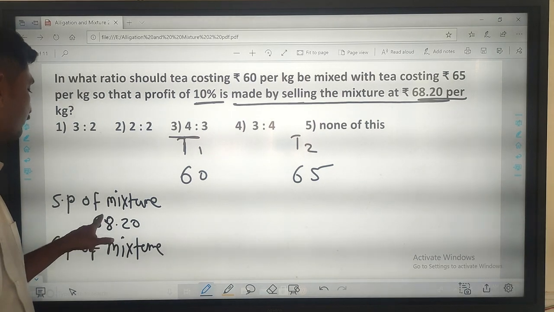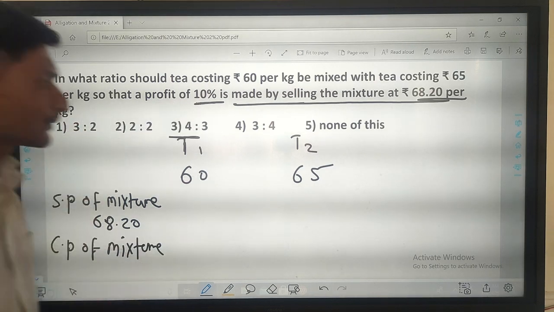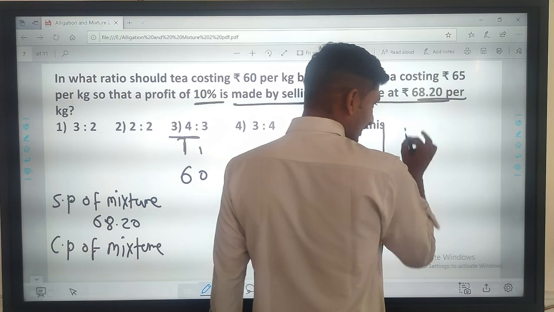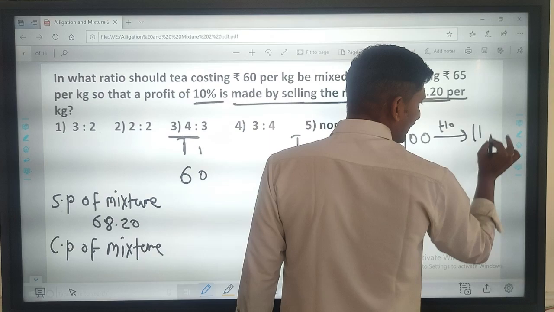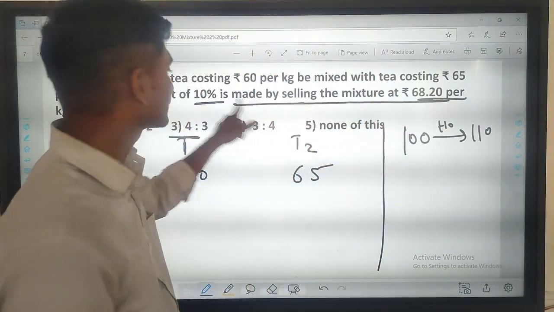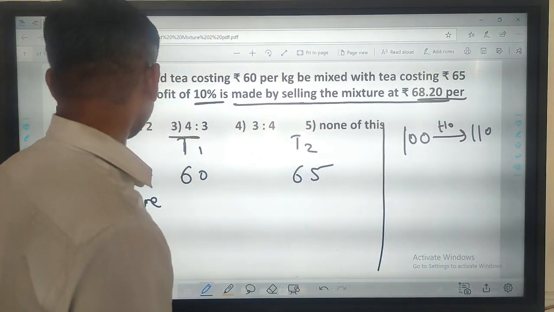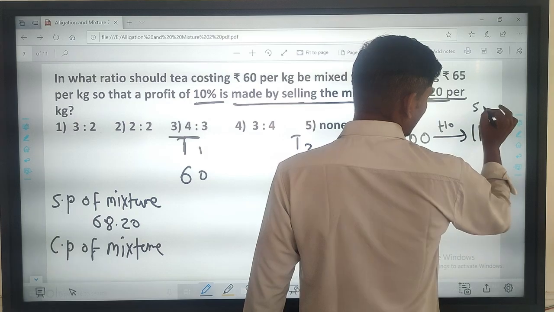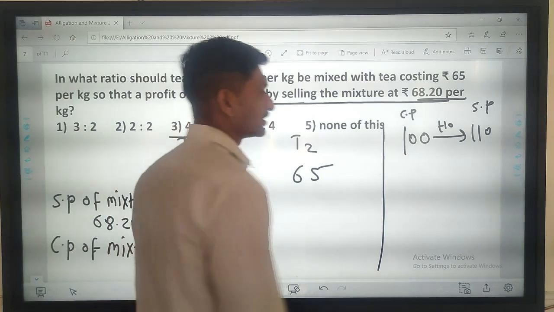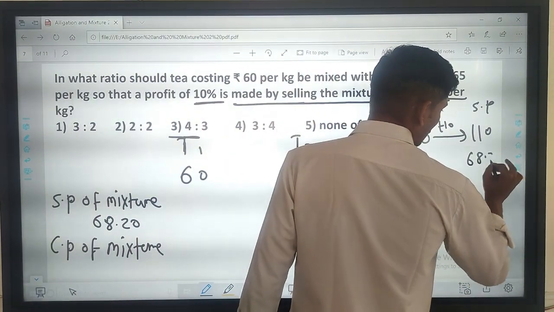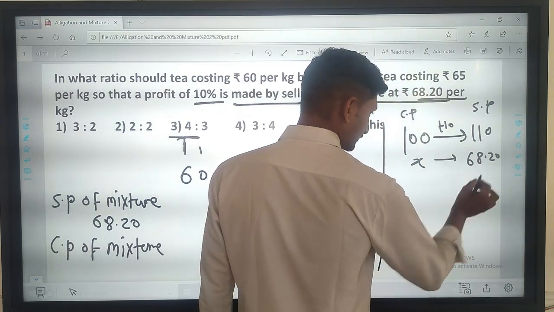The selling price of the mixture is 68.20, and a 10% profit is given. So if 100 rupees with 10% profit becomes 110 rupees, then this is CP and this is SP. Your selling price is 68.20. Then we find the cost price. Now cross multiply here.